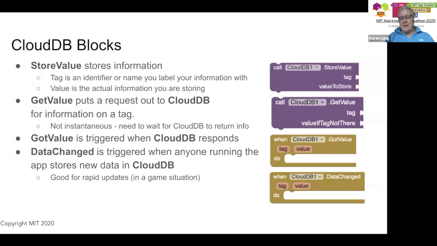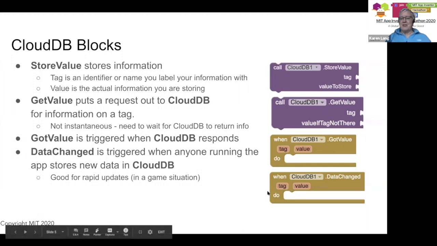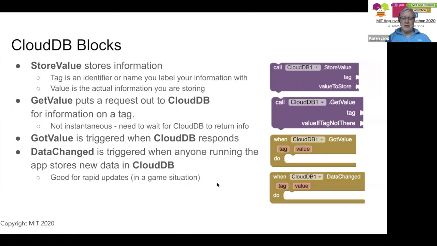And then, as I mentioned before, this data changed event is whenever anyone using the app updates or stores something in CloudDB, everyone gets notified. So everyone's app data change gets triggered. So this is real-time information, and you can share it quickly. And the most useful situation for that is a game where you want to update things that are happening on each other's screens.